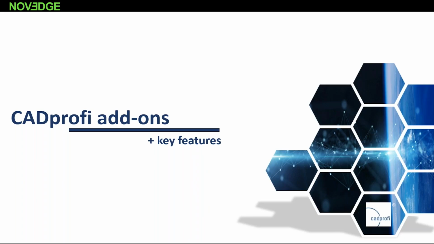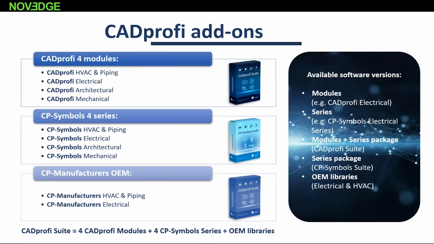Now let's talk about CADprofi Add-Ons and their key features. When we are speaking about CADprofi Add-Ons, we can divide them into 3 groups. What we have to offer you is the 4 modules, and that would be HVAC and piping, electrical, architectural, and mechanical. That also comes in 4 series of CP symbols, and those are divided in the same way as the CADprofi 4 modules. And we also have CP manufacturers, the so-called OEM, and that covers 2 branches: HVAC and piping, and electrical.